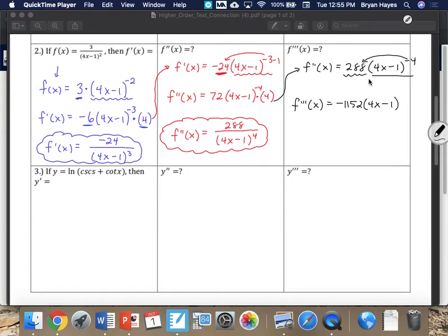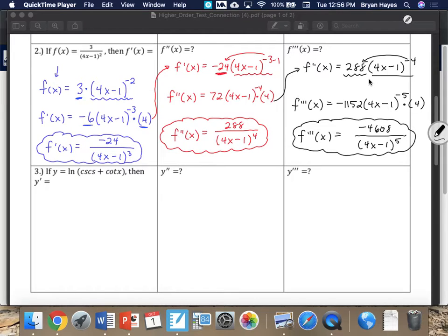4x minus 1 to the, we'll drop it back a power, and then times that by 4. Okay, so we'll give our third derivative as, let's see, what's that times 4 as well? Negative 4,608 all over 4x minus 1 to the 5th power. It's a nice third derivative there.